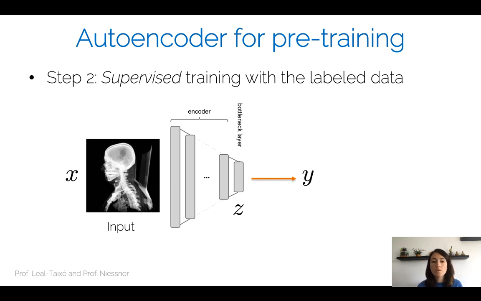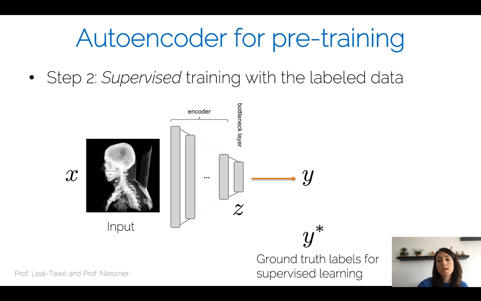Right, so you're going to go from your input image X to your bottleneck layer, to your dimensionality reduction representation Z. And then from Z, you can get to your label Y. And using the ground truth labels that you have for very, very few training samples, maybe, you can actually do the classic supervised training with whatever loss function you need.